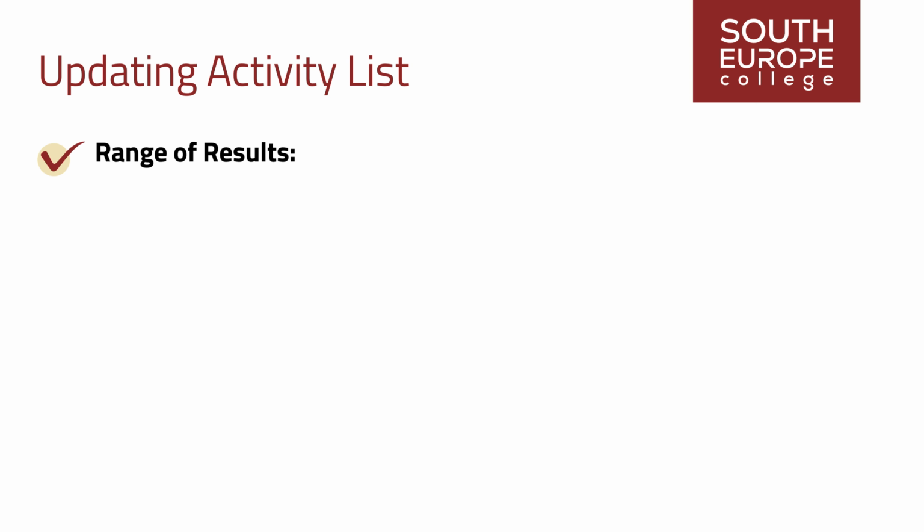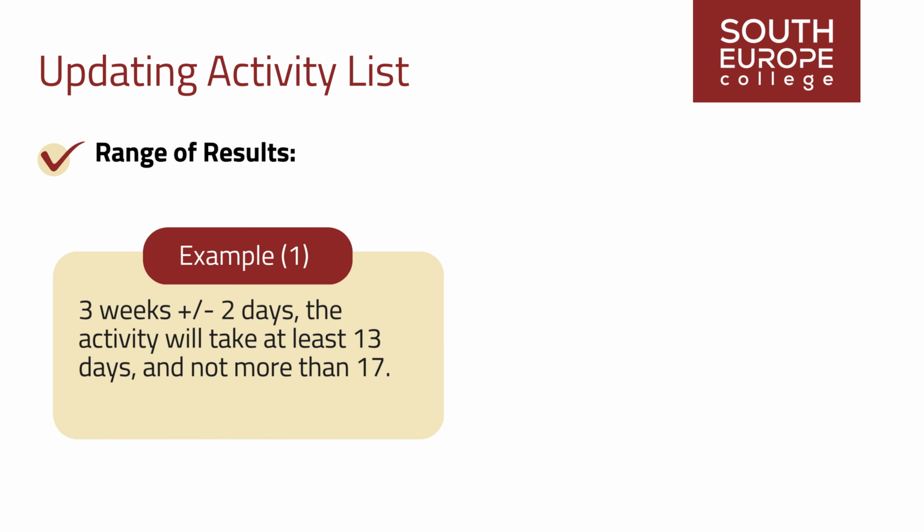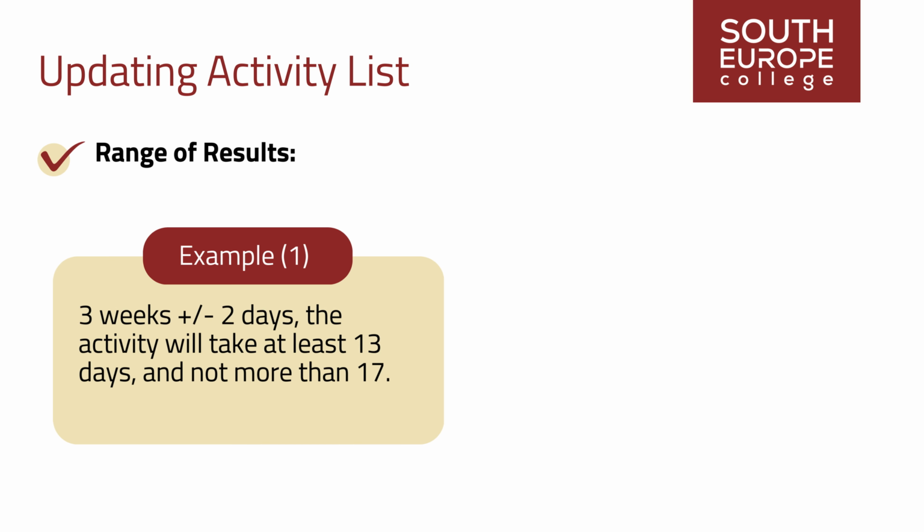Range of results. For example, 3 weeks plus or minus 2 days: the activity will take at least 13 days and not more than 17. Another example would be a 15% probability of exceeding 3 weeks. The activity has a probability of 85% that it will take 3 weeks or less.